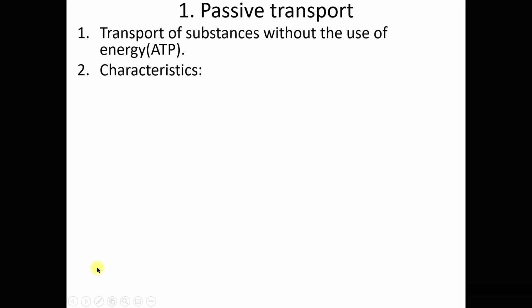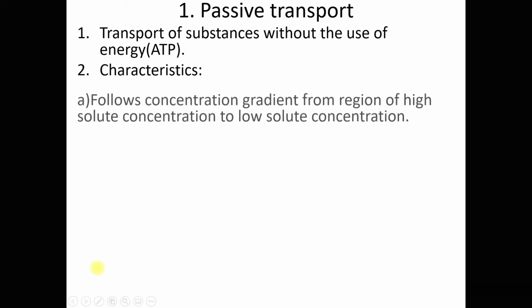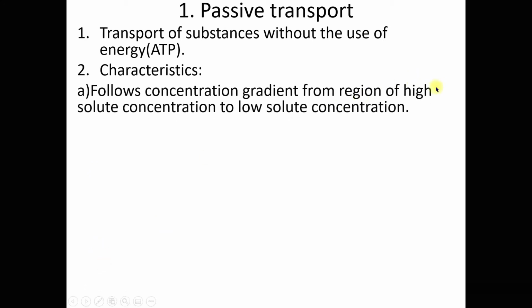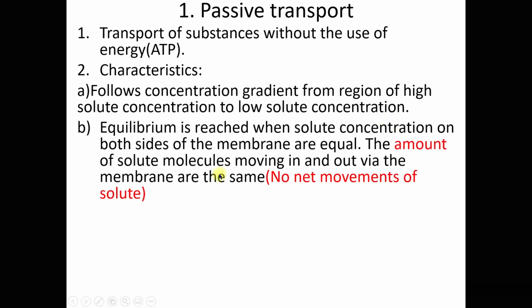Now, passive transport is the transport of substances without the use of energy. Its characteristic is that it follows the concentration gradient, from a region of high solute concentration to low solute concentration. Equilibrium is reached. Equilibrium ialah keseimbangan. Equilibrium is reached when solute concentration on both sides of the membrane is equal. So the amount of solute molecules moving in and out via the cell membrane is the same. No net movement of solutes.